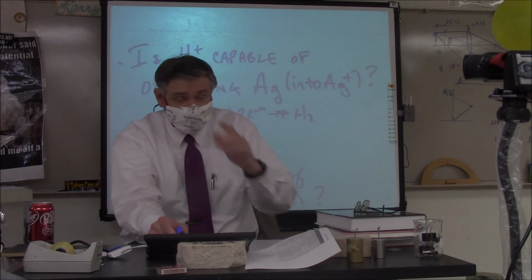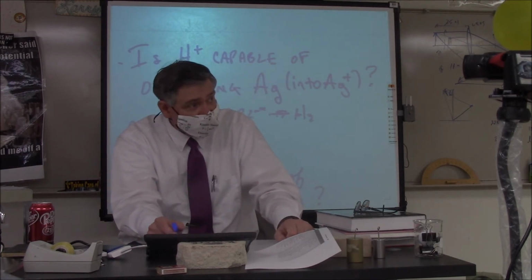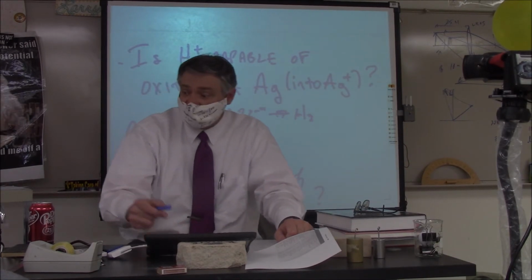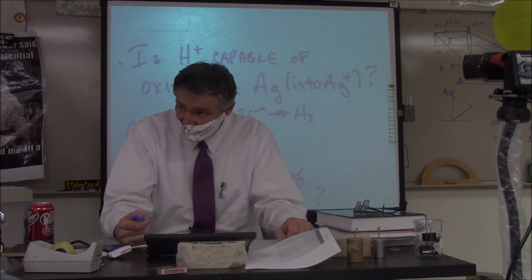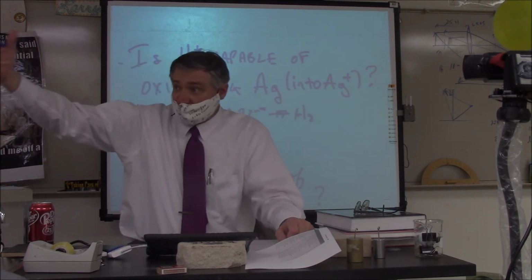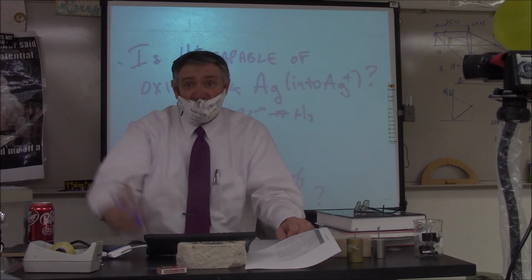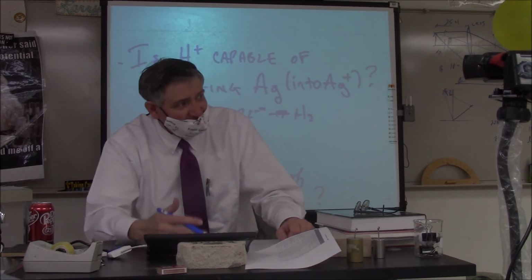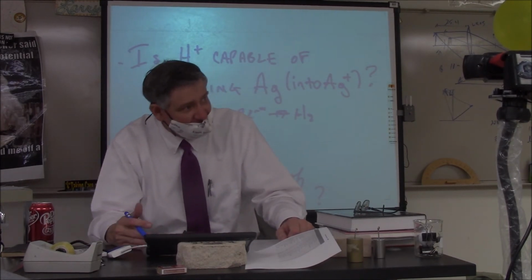If this reaction happened, you wouldn't use silver in jewelry, because if you put it in any kind of acidic environment with any number of hydronium ions, it would dissolve and form silver ions, okay? That's why we use silver in jewelry.